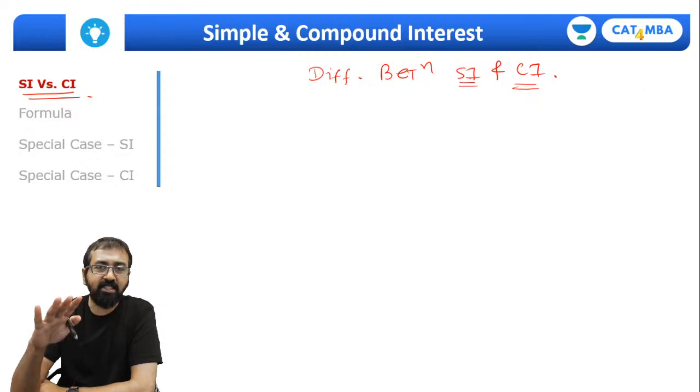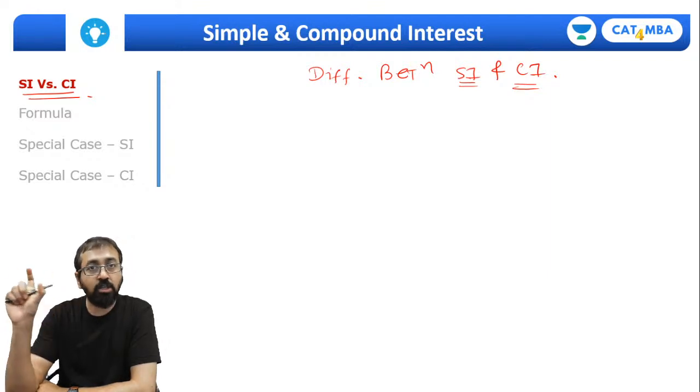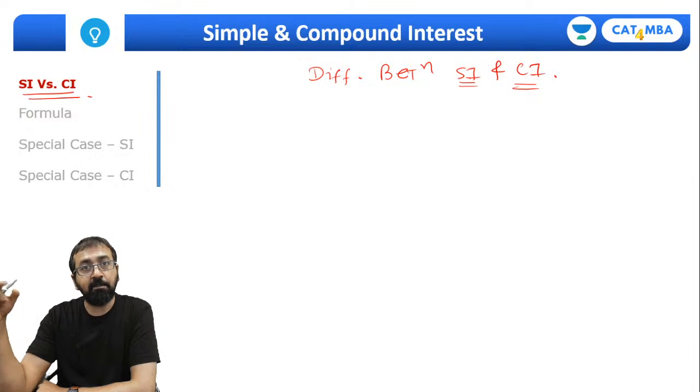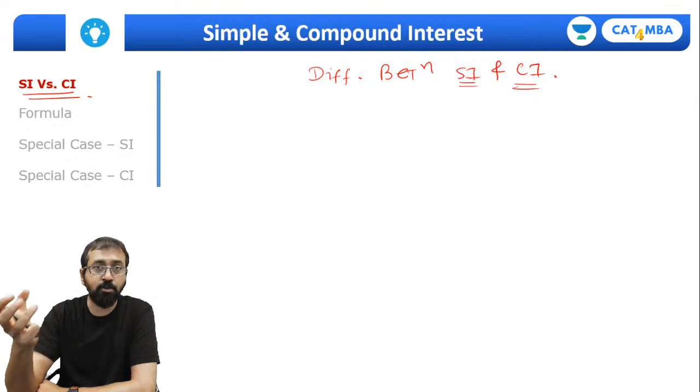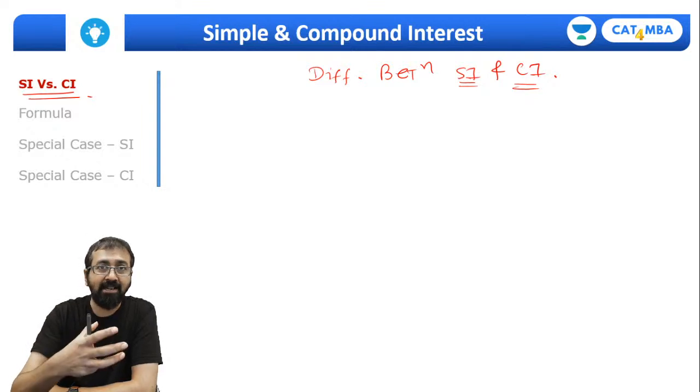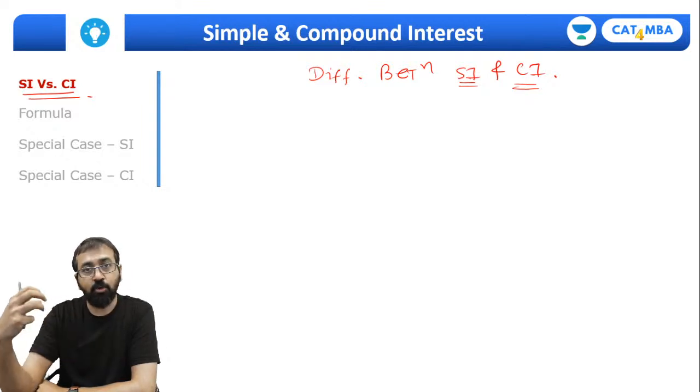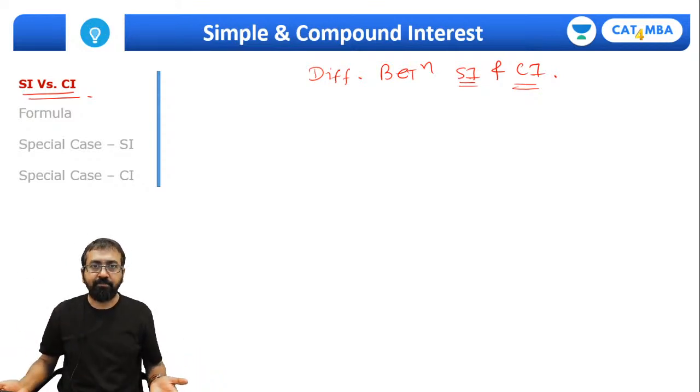In simple interest, we calculate interest on the same principal, while in compound interest, the principal keeps increasing because you keep adding your interest back to the principal. We calculate interest on that increased principal, so we will end up paying more interest. Suppose we have borrowed some money. If you borrow at simple interest, we'll have to pay less interest. If you borrow at compound interest, we'll have to pay more interest. So who would borrow at compound interest? That's the first question.